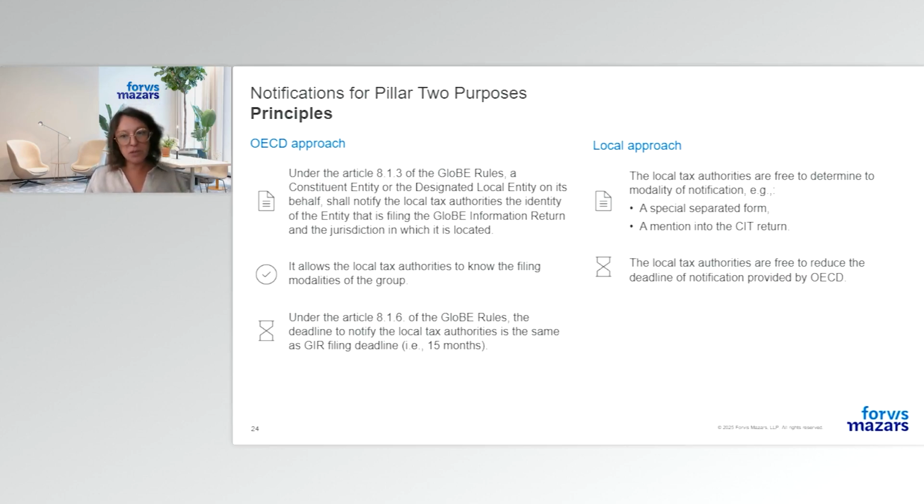In terms of content, the notification typically includes information such as identification of the entities within the group that are subject to GloBE rules within the jurisdiction, and identification of the entity that is filing the GloBE information return and the jurisdiction in which it's located. In terms of timing, the OECD, as I said earlier, aligns the notification deadline with the filing deadline for the GloBE information return. However, some notifications must be submitted within a specific time frame, which may vary by jurisdiction.